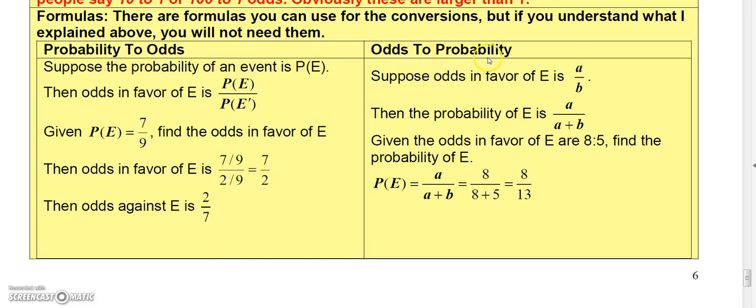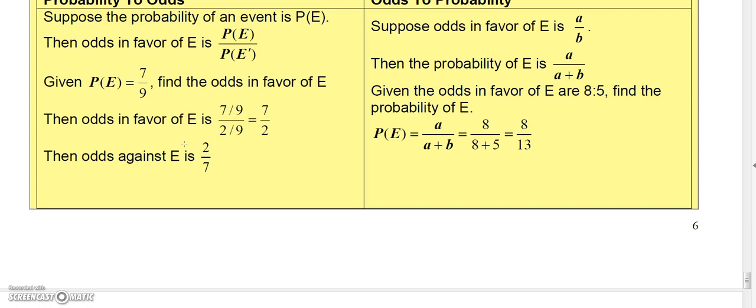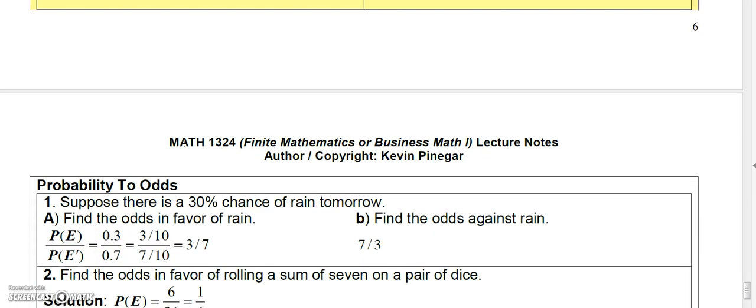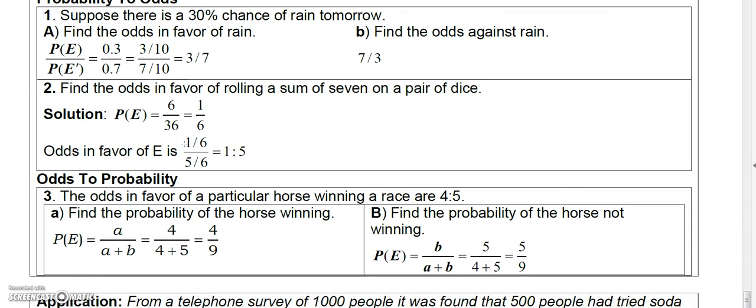Now, if you want to convert odds to probability, the formula is: if you're given that the odds are A to B, then the probability of the event is A over A plus B. So if you know the odds are 8 to 5, then to get the probability of the event, you just do 8 over 8 plus 5, which is 8/13. Now again, you don't really need the formulas if you understand how odds and probability are related, but they are helpful. So let's finish up here with a couple of examples.